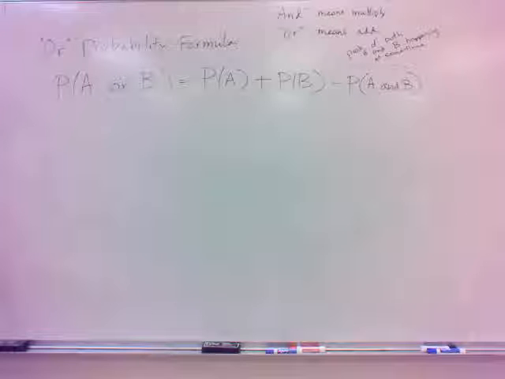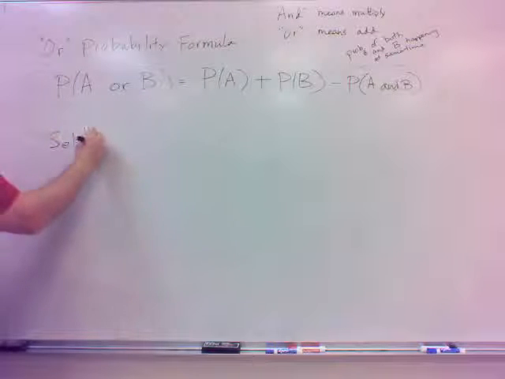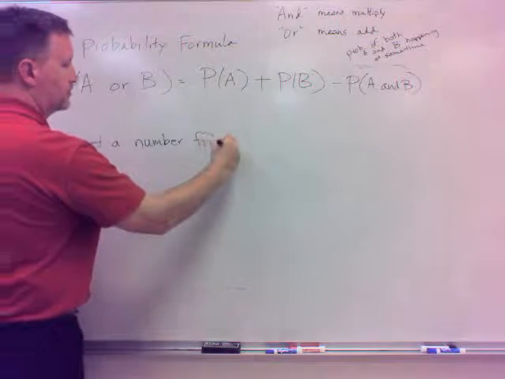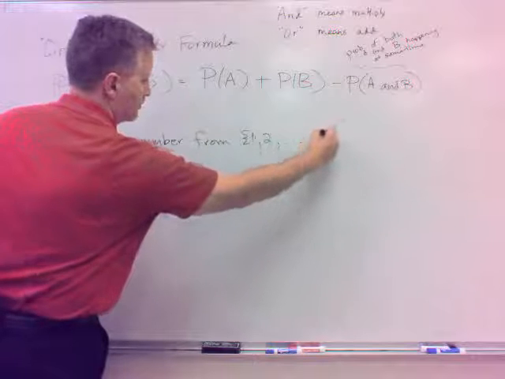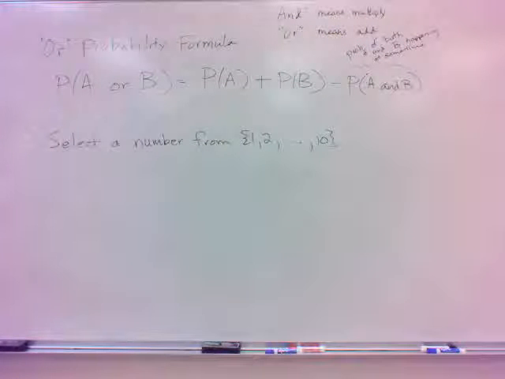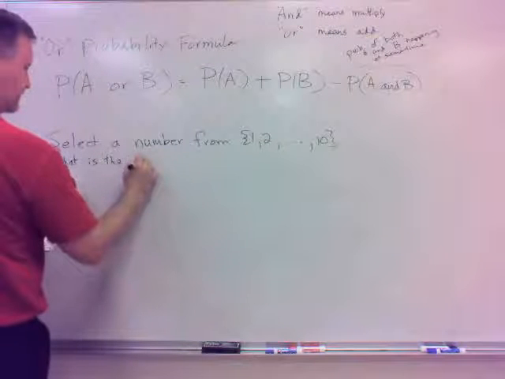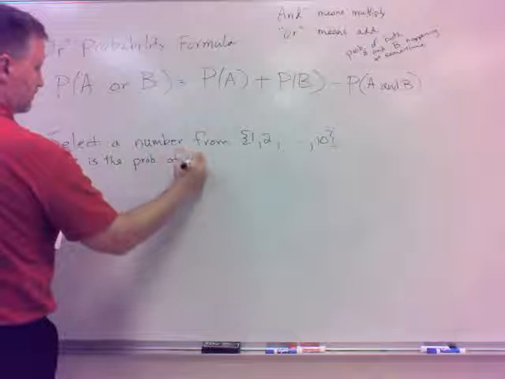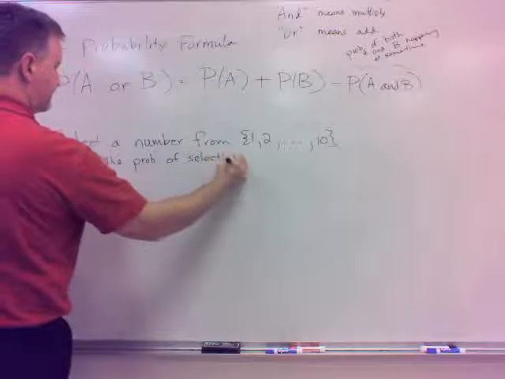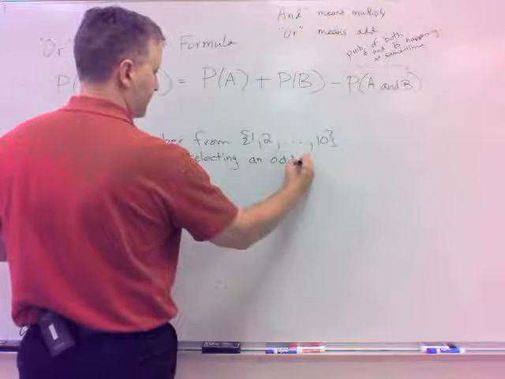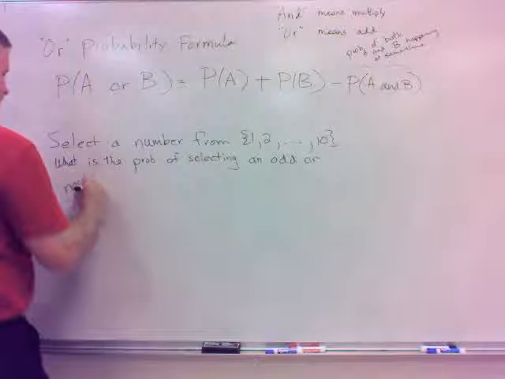So yeah, let's just do another example here. Let's say I have this one. I'm going to select a number from 1 to 10. I'm just going to pick one number out of 1 through 10. Okay? What is the probability of selecting an odd or a multiple of 3? Odd or multiple of 3.